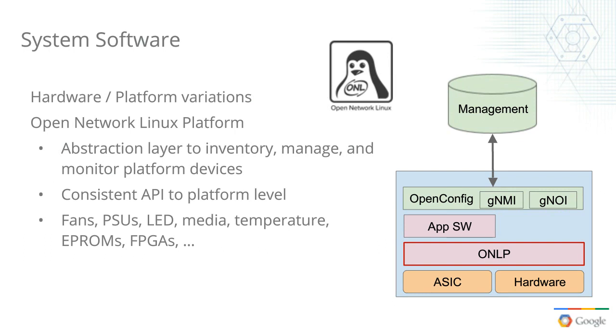To address differences at the platform layer between systems, where systems have different drivers and different logic handling hardware at the system level, for things such as pluggable media, fans, and temperature sensors, which are all handled differently, we're looking for ONLP, the Open Network Linux Platform, to be the abstraction layer to allow us to inventory, manage, and monitor all these hardware devices. ONLP gives us a consistent API to this platform layer that allows us to run different software on multiple different platforms in the same way.